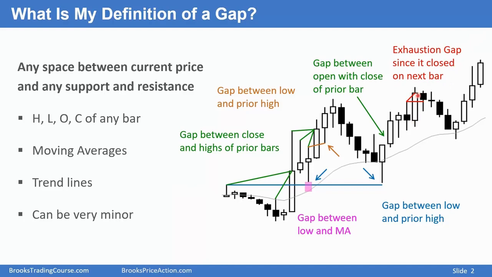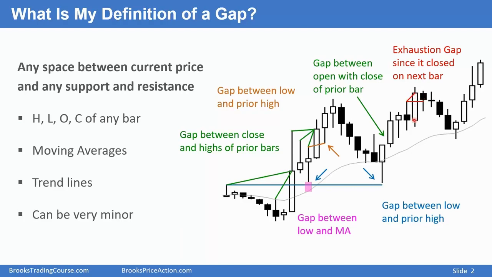Exhaustion gap, a big trend bar late in a bull trend. Usually the gap will close. The gap between the close of the big bull trend bar, which will end up as the exhaustion bar, and the high of the prior bar. And you can see we traded down below that high. It closed the gap, and that made this bar an exhaustion gap bar.